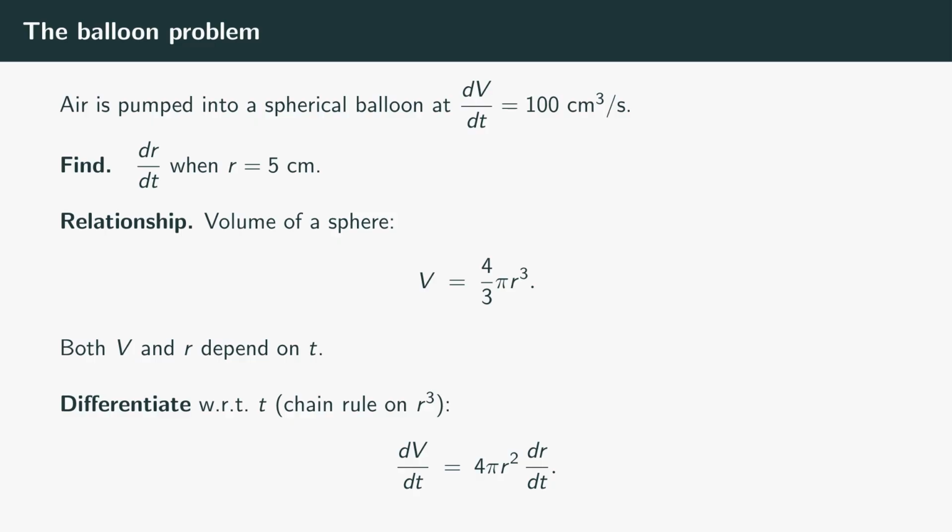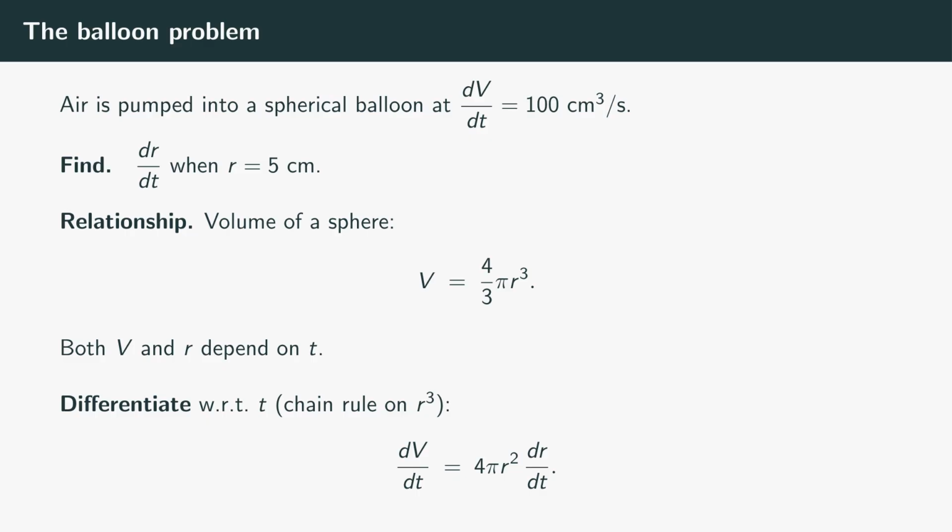Step 1. Picture a sphere of radius r with r increasing and v increasing as time passes. Step 2. Relationship. The volume of a sphere is 4/3 pi times r cubed. That's our constraint. Both v and r are functions of time. Step 3. Differentiate. Differentiate both sides with respect to t. Left side, the derivative of v with respect to t.